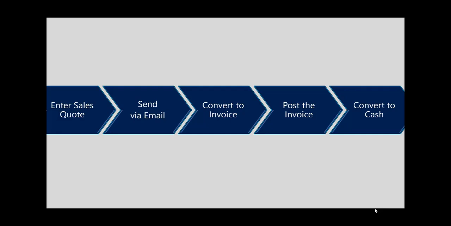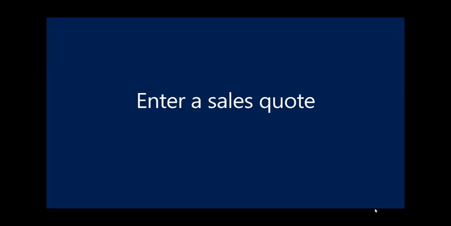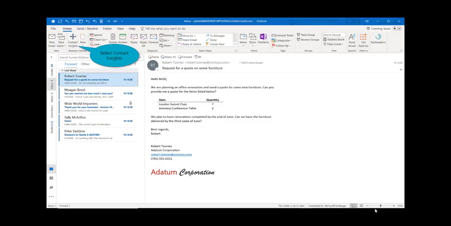So in this process, you will see that I will enter in a sales quote. We'll send it via email to the customer for approval. Once we get the approval, we'll convert that to the invoice. I'll post the invoice and convert that to cash. So the first step is we enter in the sales quote.